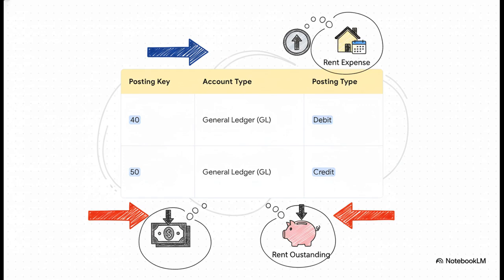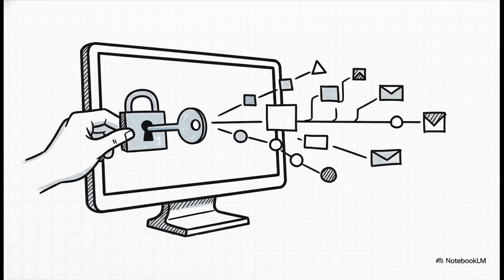And this table just illustrates the concept perfectly. To debit a general ledger account, like our rent expense, you use the key 40. And to credit a GL account, like our rent outstanding, you just use the key 50. So simple, but so powerful. So, back in the F02 screen, you have to manually enter that posting key yourself. This might seem like a small thing, but this is what gives you the power to create much more complex transactions than that simple FB50 screen would ever let you do.